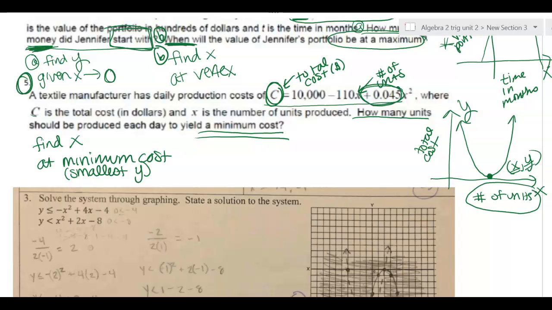So again, considering it said how many units should be produced each day for the minimum, I'm really focusing on finding the x value of the vertex. And I can either do that in the calculator or again by using the negative b over 2a formula. Okay? And if you want to see that specific solution, again, look at the skill 4 solutions to homework. But this just gives you another idea of really how to translate the equation, understand what each variable means, and then interpret that when you're solving the problem.